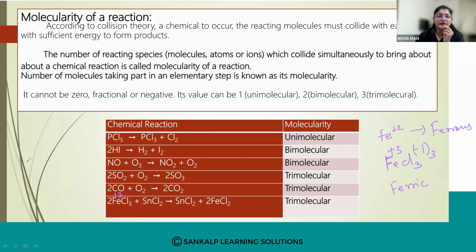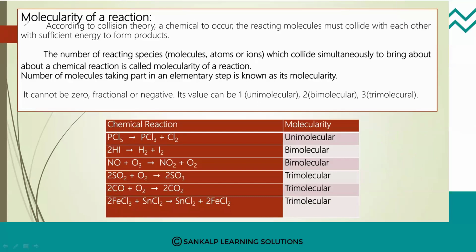So let us calculate the number of molecules involved. So 2 moles of FeCl3 and no number means it is considered as 1. So 2 plus 1 is 3. So 3 reacting species are involved. So it is a trimolecular system. So this is about molecularity. So is it clear about molecularity and order of reaction? Yes.